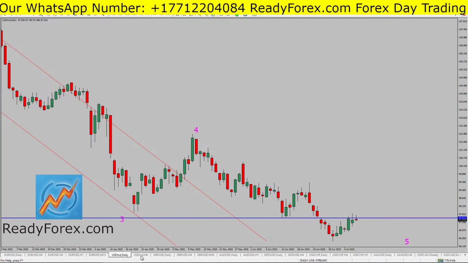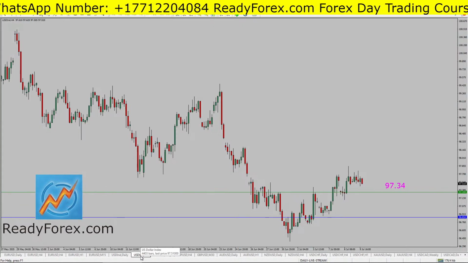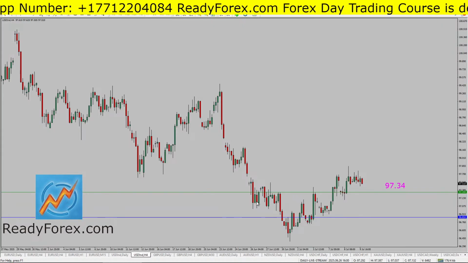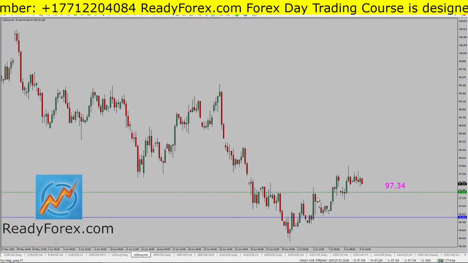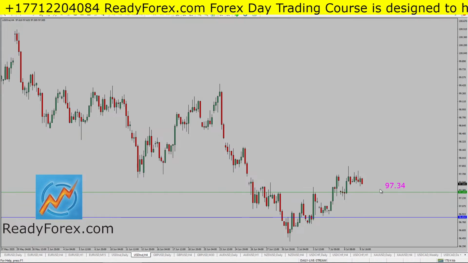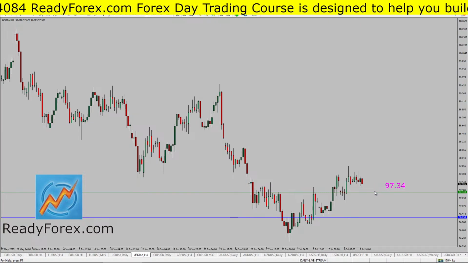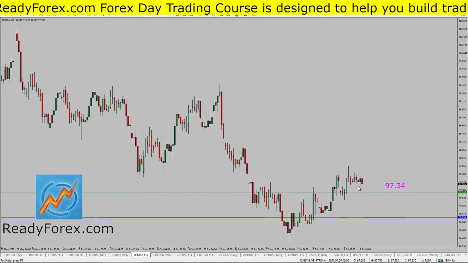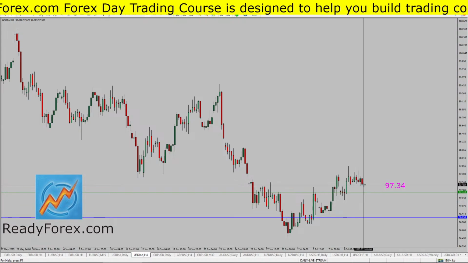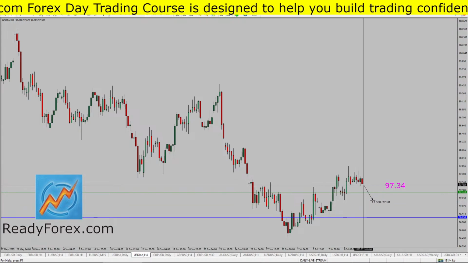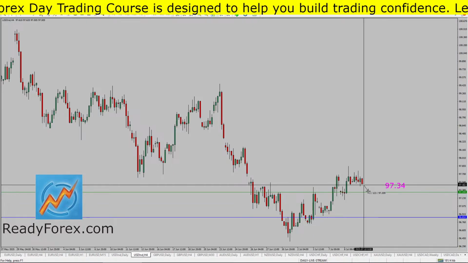If you check out the 4-hour time frame, this is the 4-hour chart, and we got a clear bullish breakout above 97.34 level. So it's quite possible that the same level is now going to act as support if price action is going to test the 97.34 area over here.